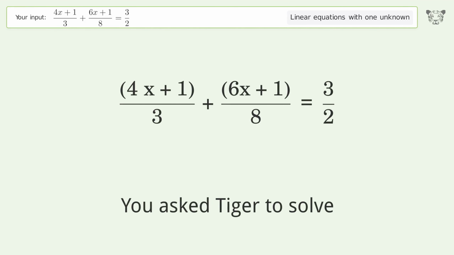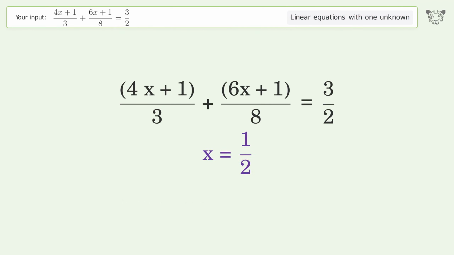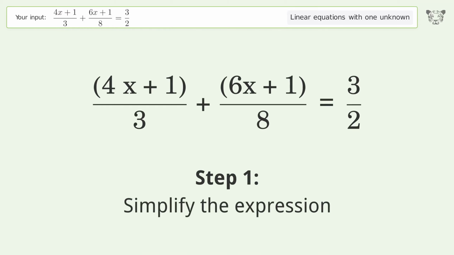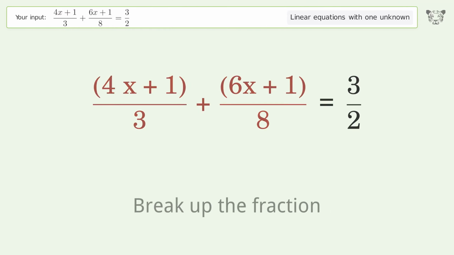You ask Tiger to solve. This deals with linear equations with one unknown. The final result is x equals 1 over 2. Let's solve it step by step. Simplify the expression. Break up the fraction.